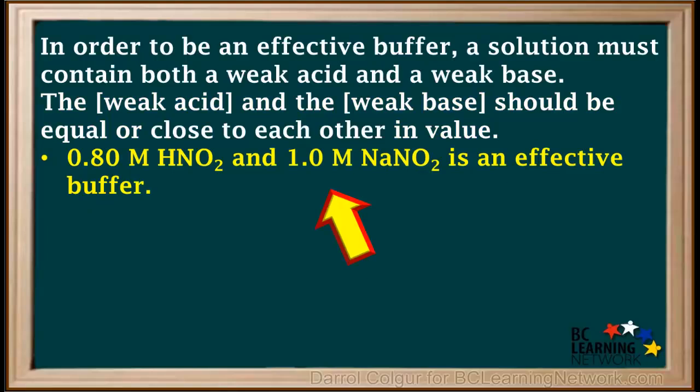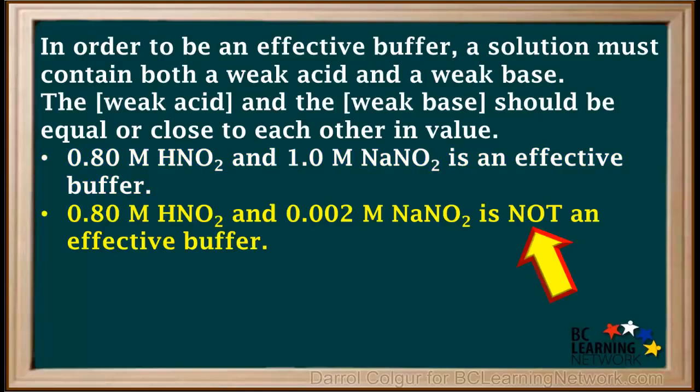For example, a solution in which the concentration of HNO2 is 0.8 molar and the concentration of NaNO2 is 1 molar is an effective buffer because these values are close to each other. But a solution in which the concentration of HNO2 is 0.8 molar and the concentration of NaNO2 is 0.002 molar is not an effective buffer. The values 0.8 molar and 0.002 molar are too different. There is enough HNO2 available to partially neutralize added strong bases, but not much NO2- available to partially neutralize added strong acids.